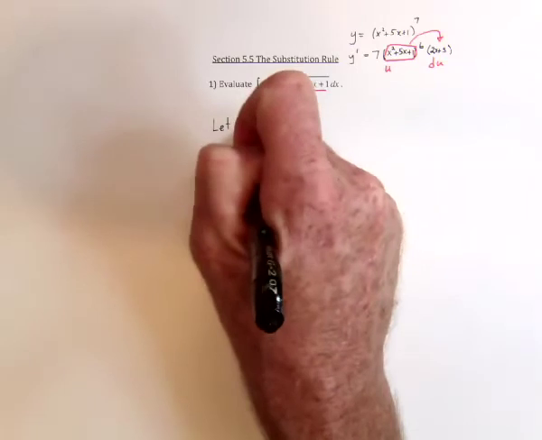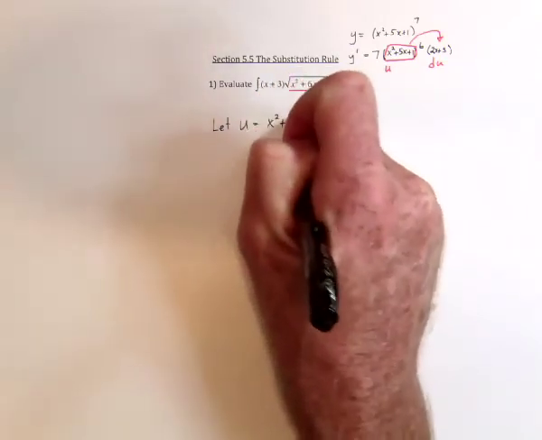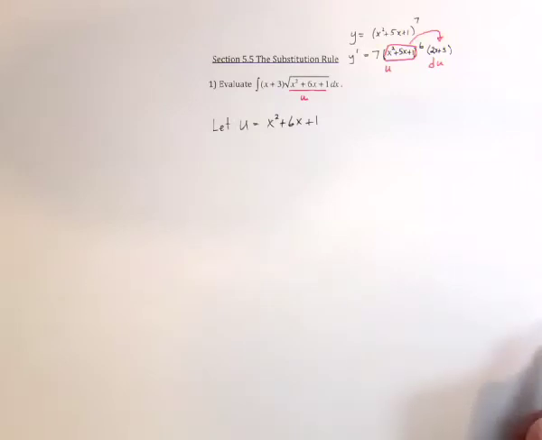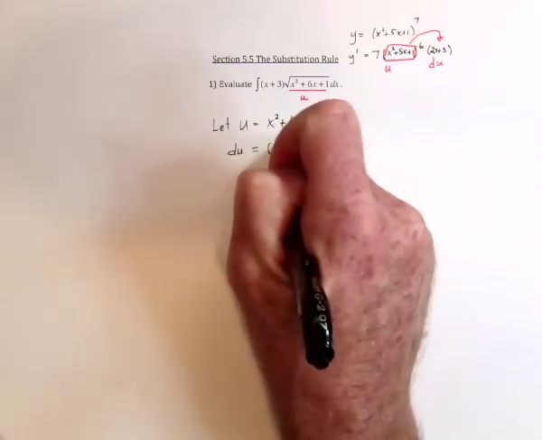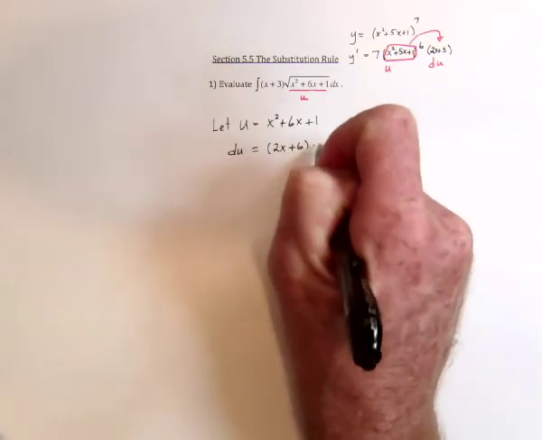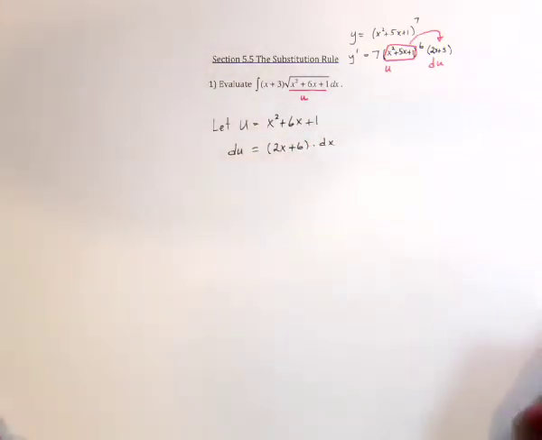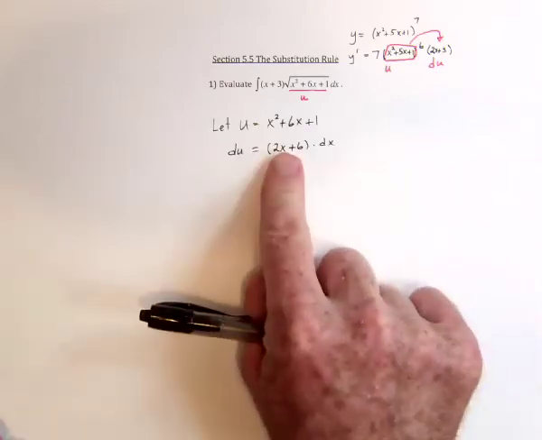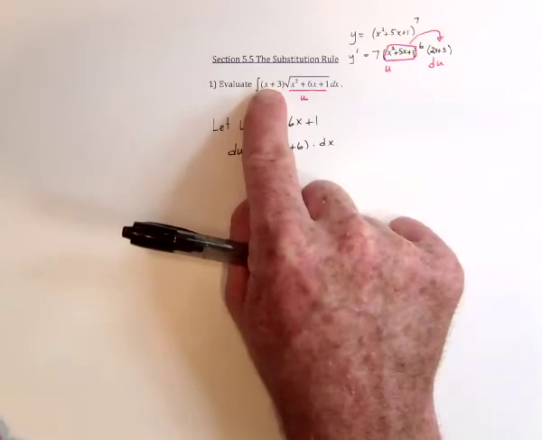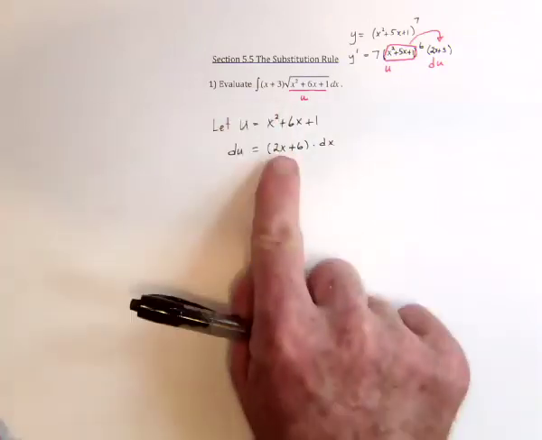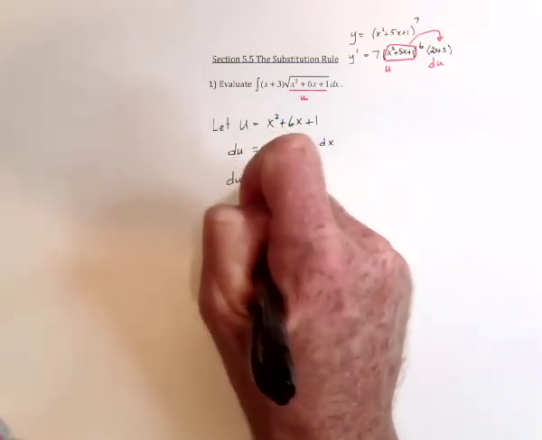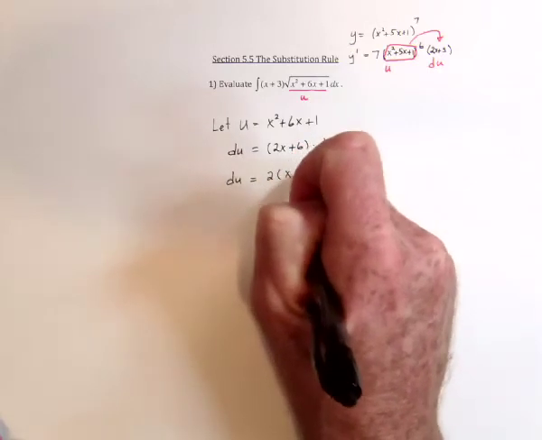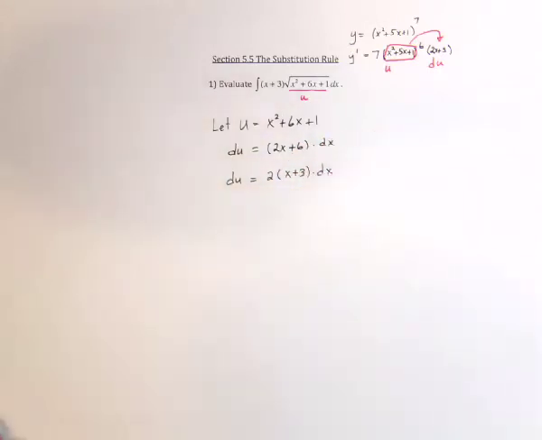So let u equal x squared plus 6x plus 1. And then take the derivative of that. The derivative of u is going to be 2x plus 6, and I took the derivative with respect to x. Well, this thing right here is supposed to be that right there. It's very close though. So what we need to do is manipulate this with a little bit of algebra, like you could factor out a 2, and it would leave x plus 3 dx.